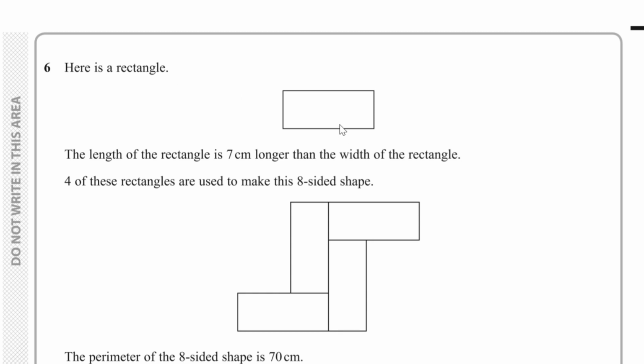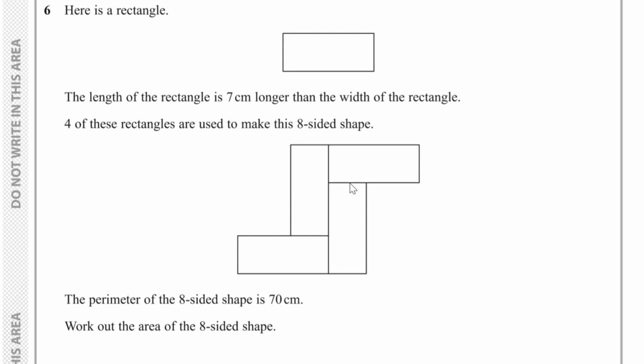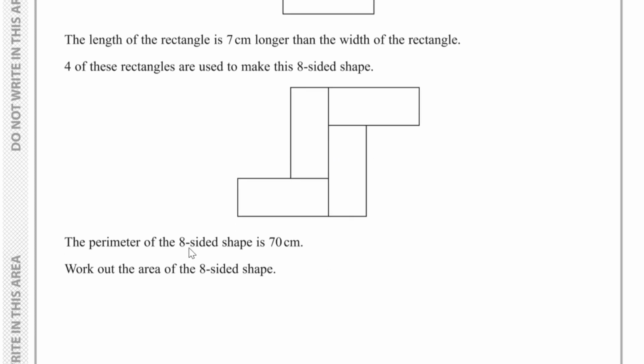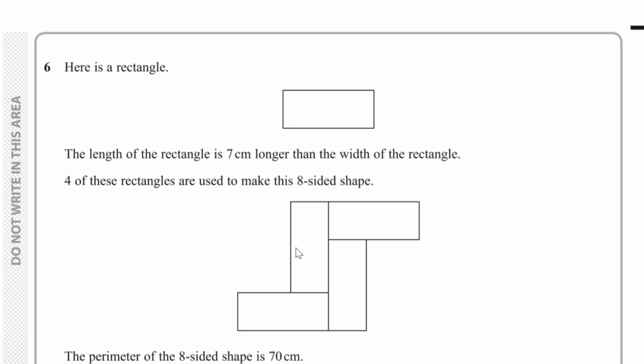Question number 6. Here is a rectangle. The length of the rectangle is 7 centimeters longer than the width of the rectangle. 4 of these rectangles are used to make an 8-sided shape, as we see here. The perimeter of the 8-sided shape is 70 centimeters, and we have to work out the area of the 8-sided shape. Well, let's take this statement at a time. The length is 7 centimeters longer than the width. So if we say that this is x, then 7 centimeters longer than that, here we've got x plus 7.